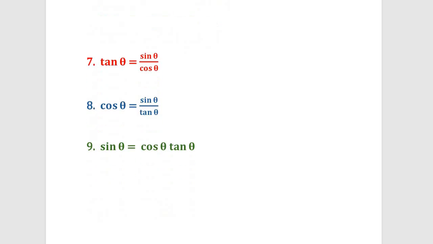We can express tan theta by using sin theta and cos theta. We can write formula 7, tan theta equals sin theta by cos theta. This is a very important relation. From this formula 7, we can get two other formulas, formula 8 and 9. We have formula 8, cos theta equals sin theta by tan theta, and formula number 9, sin theta equals cos theta times tan theta.